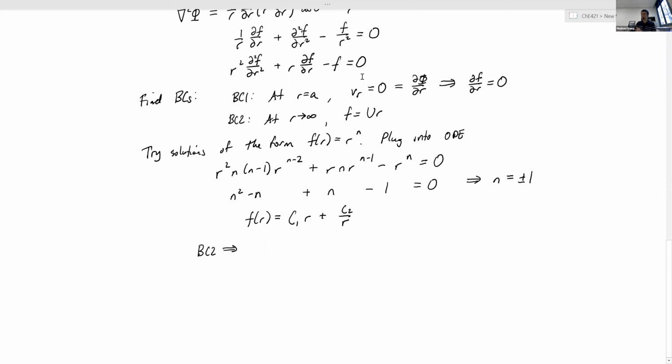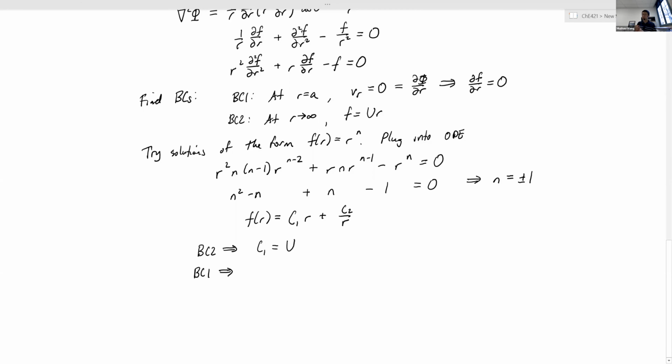And so what this implies then is that C1 is equal to u. It's kind of an improper boundary condition because everything is just going to infinity at that point. It's just how quickly does it actually go to infinity?